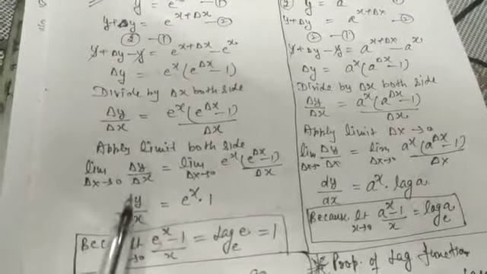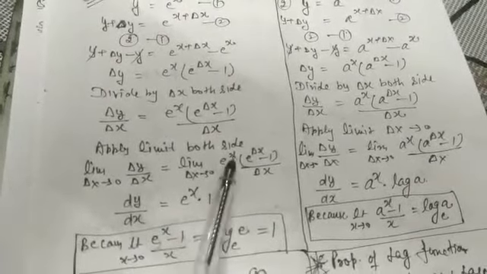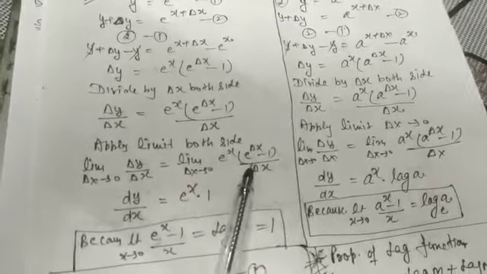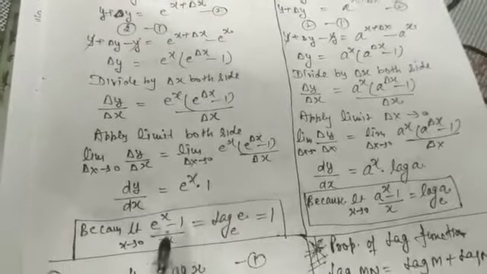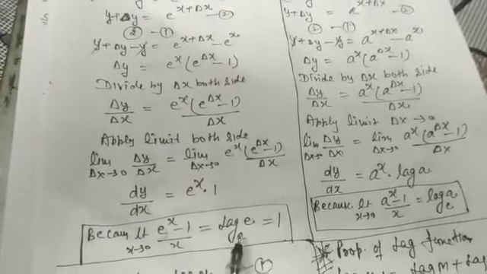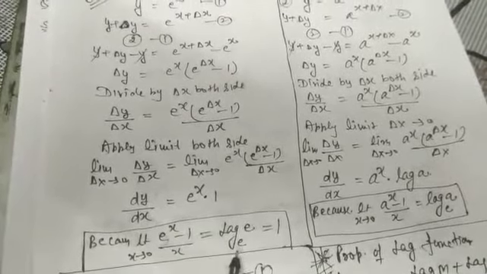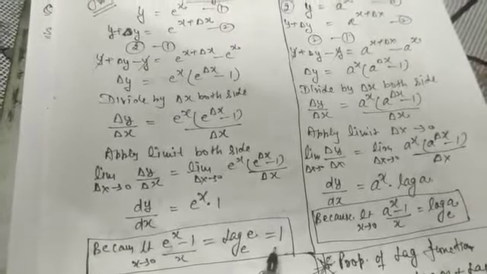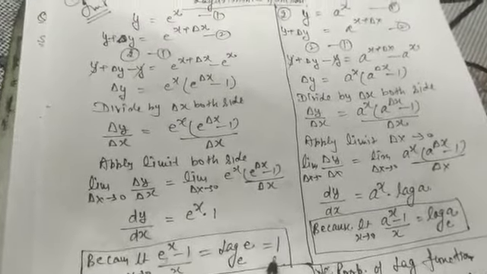This is converted into dy by dx. It is e to the power x times the limit of e to the power delta x minus 1 upon delta x, and that is equal to 1, because it is equal to log of e with base e. So these two have the same value, and the result is equal to 1, as we studied in class 11th.